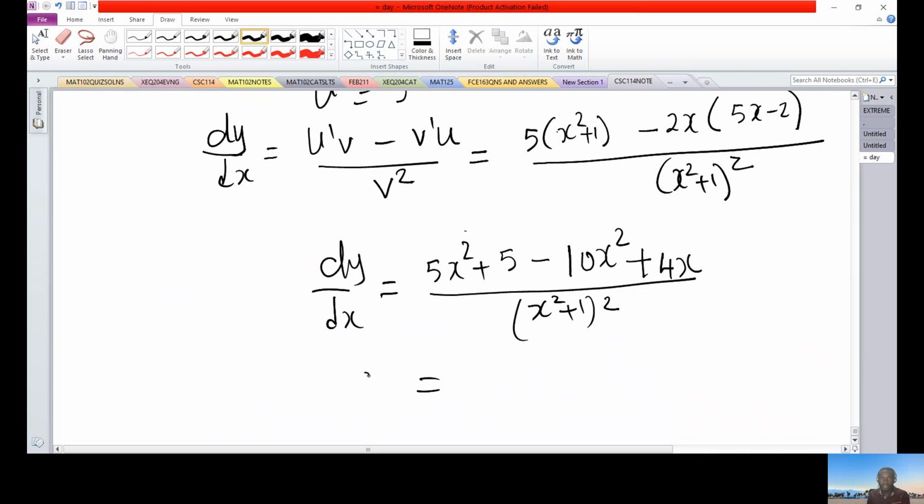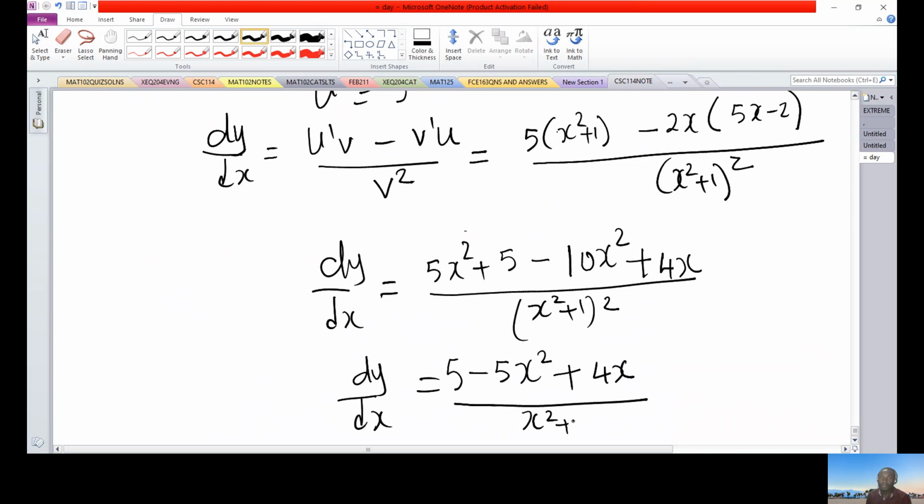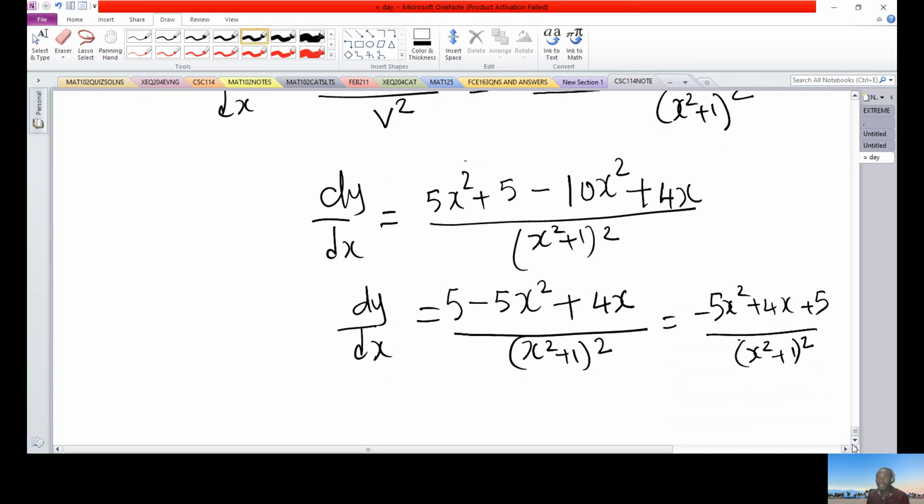So this will give us dy/dx. 5x squared minus 10x squared will be minus 5x squared. We can have 5 minus 5x squared plus 4x over x squared plus 1 squared, or we can just rearrange it as minus 5x squared plus 4x plus 5 over x squared plus 1 squared. So that is what we get.